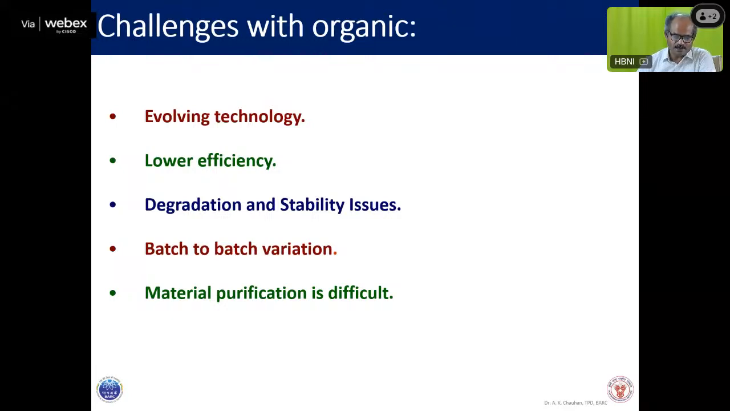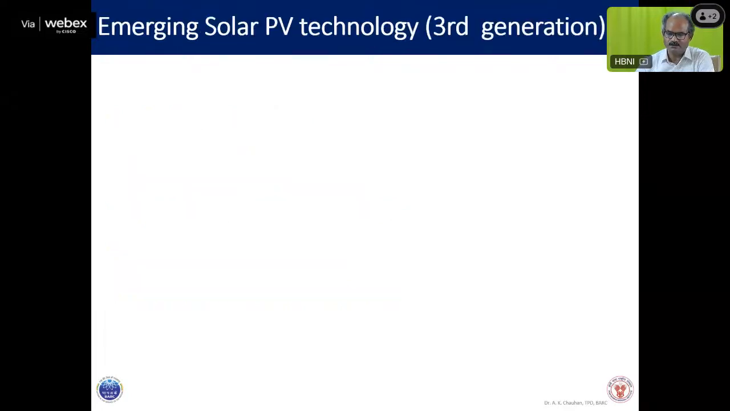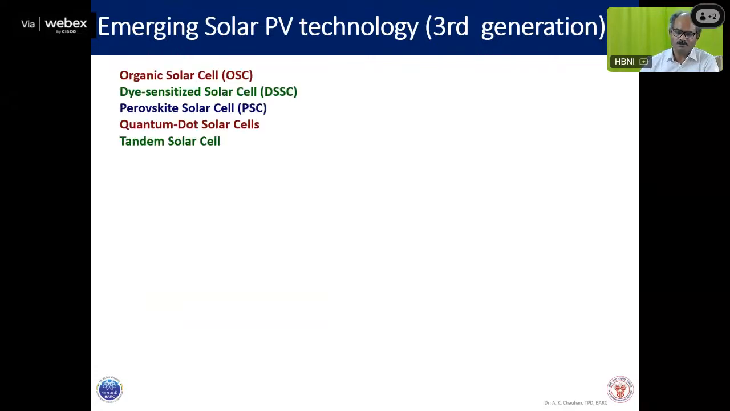Then another thing is that material purification is difficult, especially in the case of polymers. It is not as straightforward as it was with inorganic materials. There are standard technologies available in the case of inorganic. Though many techniques are available for organic also, for these particular molecules or polymers which we are using in organic, no standard purification technique is available. So you have to depend on whatever we receive from the supply.